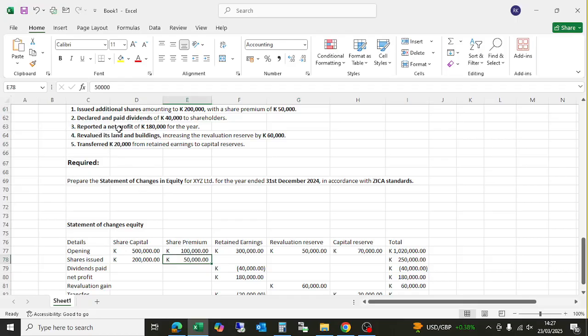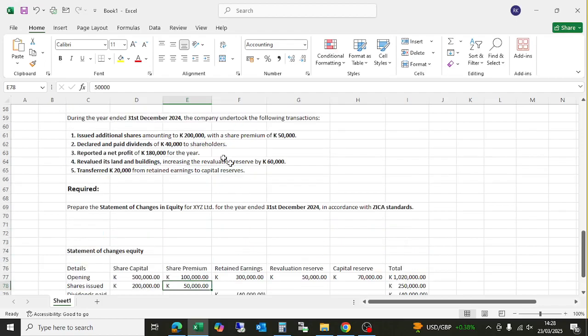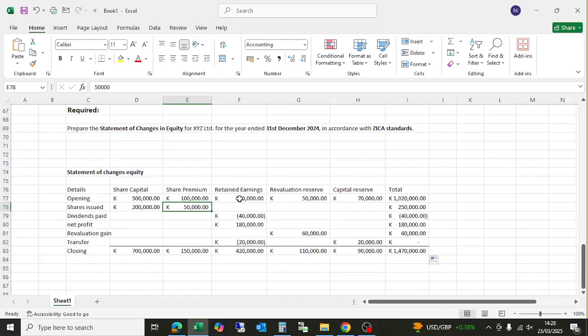And then the other thing they're saying, they declared and paid dividends of 40,000 kwacha to shareholders, which reduced our retained earnings by 40,000 kwacha. And they're saying reported a net profit of 180,000 kwacha for the year, which increased our retained earnings by 180,000 kwacha. And then they revalued the land and buildings, increasing the revaluation reserve by 60,000 kwacha. So we had a revaluation gain or a revaluation surplus, which we added to our revaluation reserve to get the total revaluation reserve. It's more like we had an opening balance for our revaluation reserve because we probably had a past revaluation gain. If we had a revaluation loss, we definitely subtract it. But in this case, we have a gain, so we are adding it to the revaluation reserve.